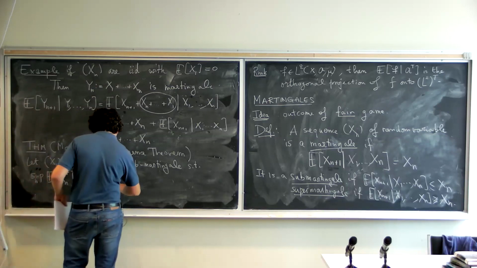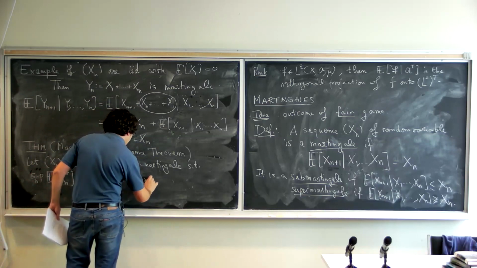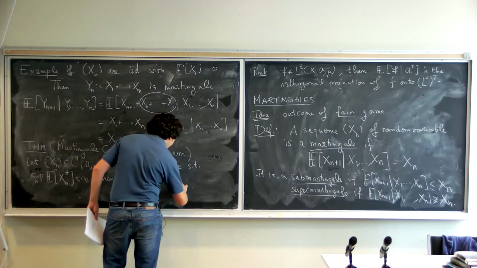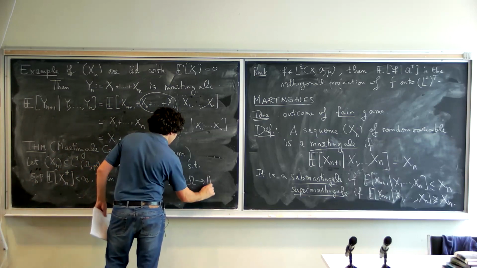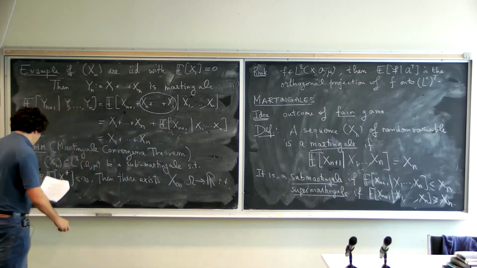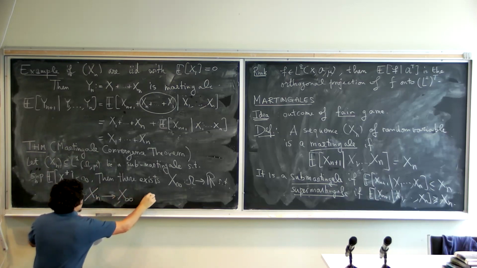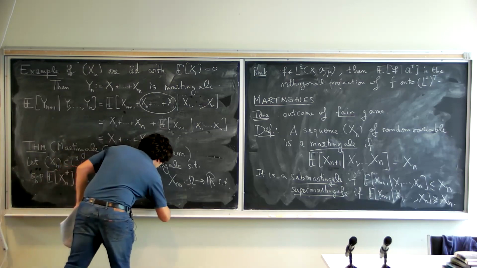Then there exists some random variable x infinity from omega to R, such that the martingale converges, again, almost surely, such that xn converges to x infinity almost surely.